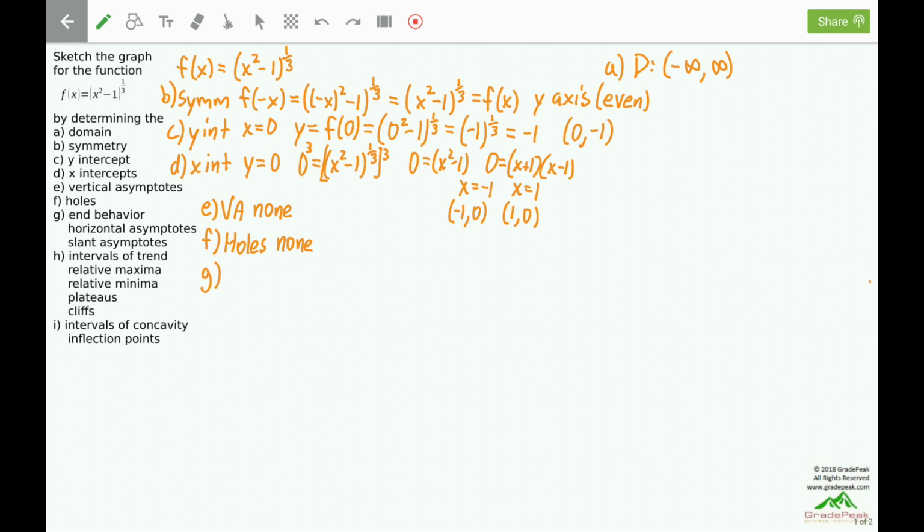For part G, we want to determine the end behavior, horizontal asymptotes, and slant asymptotes. F of x is a polynomial to a fractional exponent that is positive. There is no denominator, so it will not have horizontal asymptotes or slant asymptotes. But because it is a polynomial raised to a fractional exponent power, we will have left-end and right-end behaviors of positive or negative infinity.